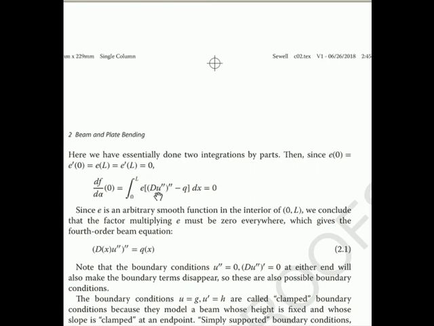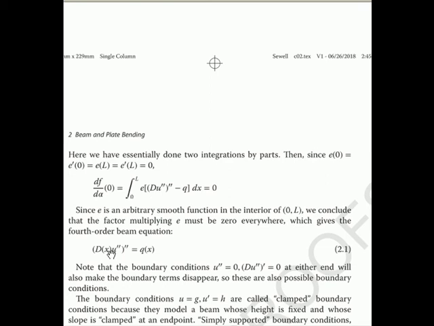So here we are, we factored E out of that. And since E is an arbitrary function in the interior, it satisfies the four homogeneous boundary conditions, but in the interior it can be anything. So if you have the integral of something times a totally arbitrary function, if that's 0 for all totally arbitrary functions, the only way that can happen is if this function is 0, and there's your differential equation. So this thing here, d u double prime quantity double prime minus q, must be 0.